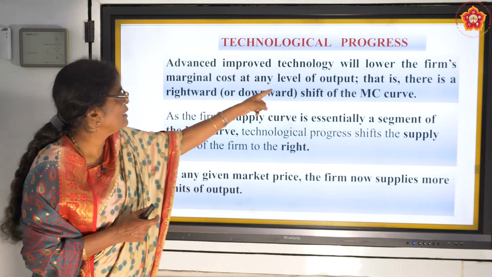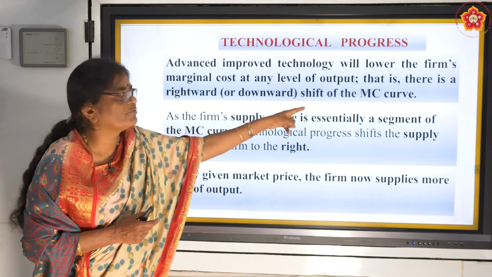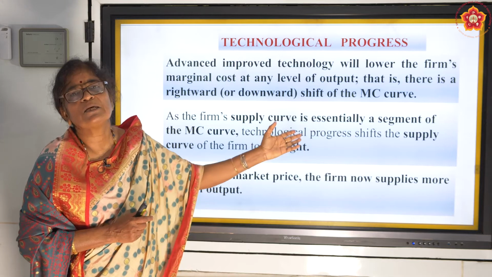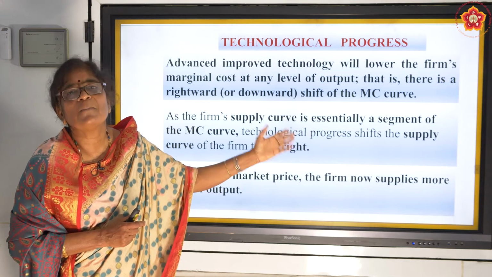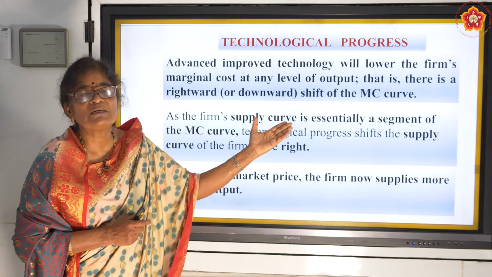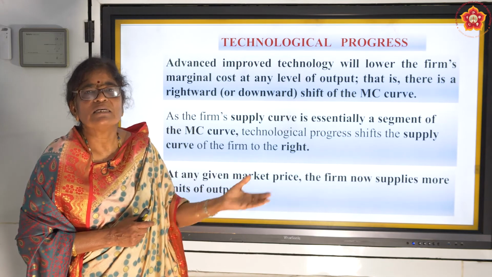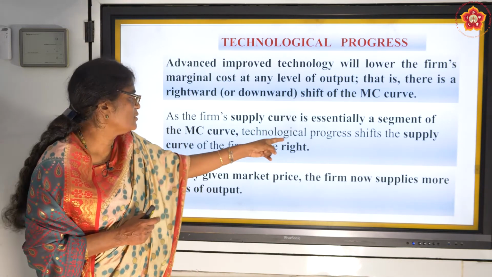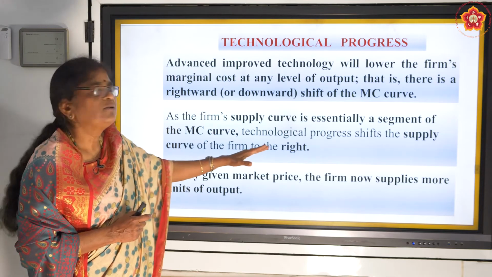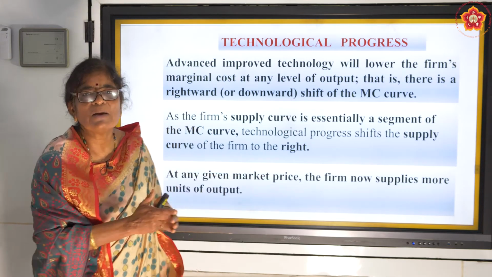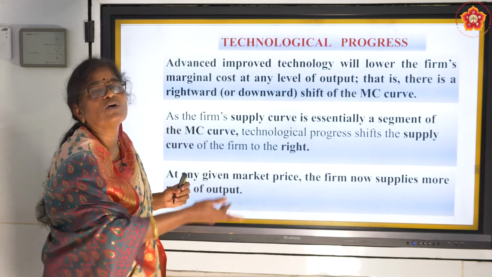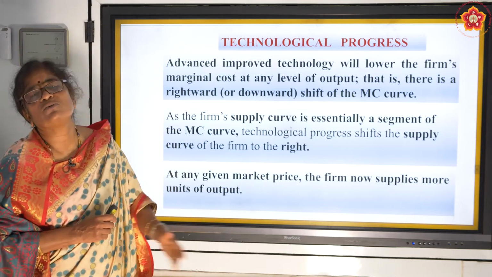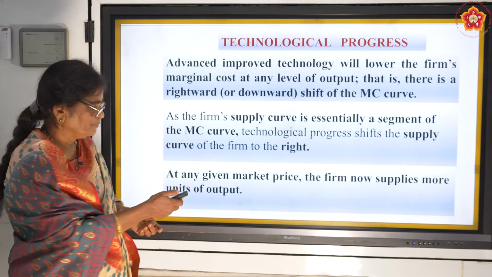Therefore, at any level of output, there is a rightward, downward shift of the MC curve. But we know what the supply curve is. The supply curve is nothing but a part, or a segment, of the marginal cost curve. When we say marginal cost shifts rightward, what is shifting rightward? The supply curve is shifting rightward. Therefore, essentially, as a segment of the MC curve, technological progress shifts the supply curve of the firm to the right. When it shifts right, what will happen? Rightward on the output axis, more and more output. Therefore, at any given market price, the firm now supplies more units of output. I hope everything is clear.